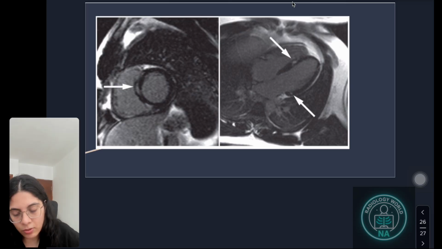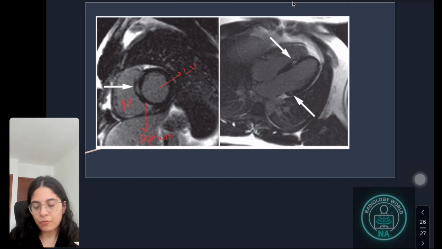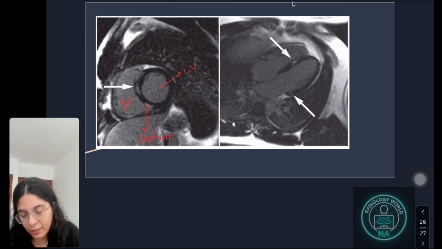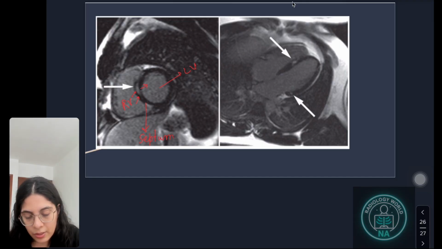If you see this particular image, you can see that this is the right ventricle, this is the left ventricle, and this is the septum. So if you see that this is your septum in between the right ventricle and the left ventricle, you can see that there is some hyperintensity. This is a T2 weighted image, and you can see that there is some hyperintensity over here. This is because a sarcoid granuloma is deposited over here. Again, you can see that this is basically the distribution pattern over here.